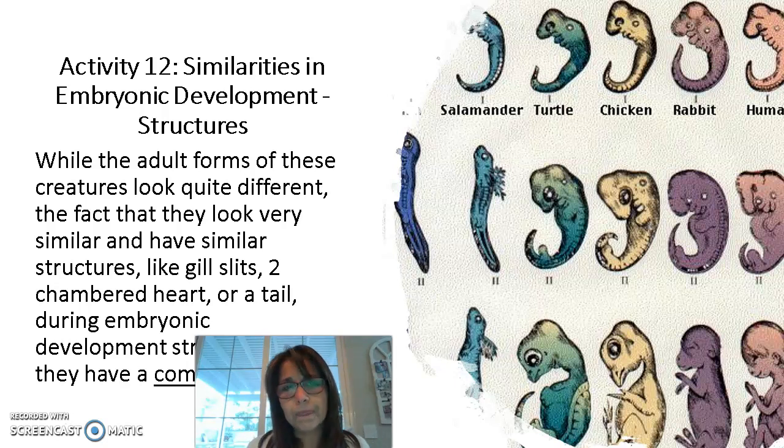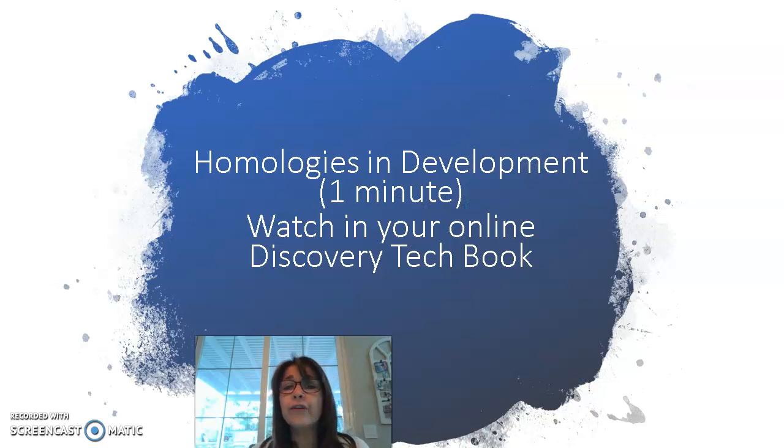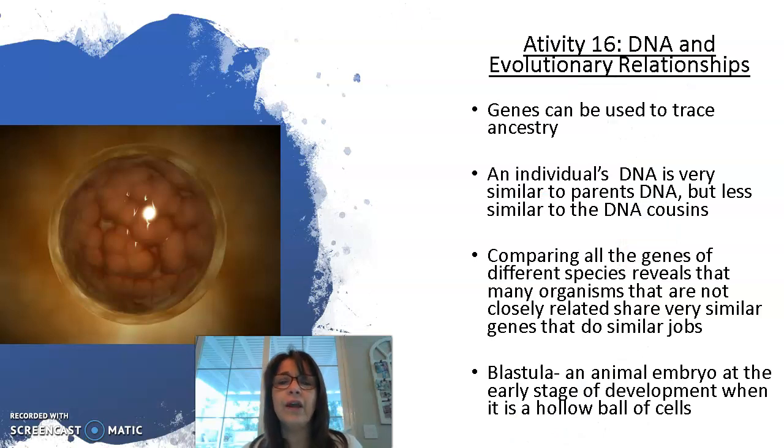Okay. All right. So there's another video for you to watch. I liked it. I think you're going to like it too. Okay, and then the last activity you're going to do is DNA and evolutionary relationships. Okay, and it's just talking about how when we're born, when we're in utero, we start as this ball. We call this a blastula. All right, and it's just a ball. Remember, we start with one cell. You've got the mom and you've got the dad. You've got the egg and you've got the sperm, and they come together and they make the first one cell.